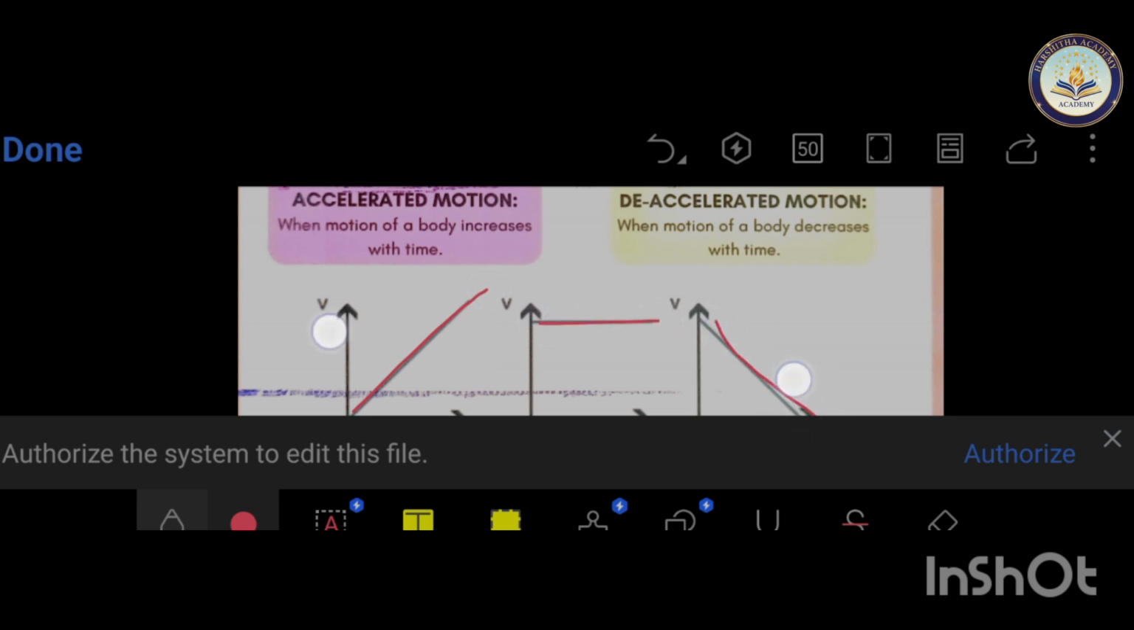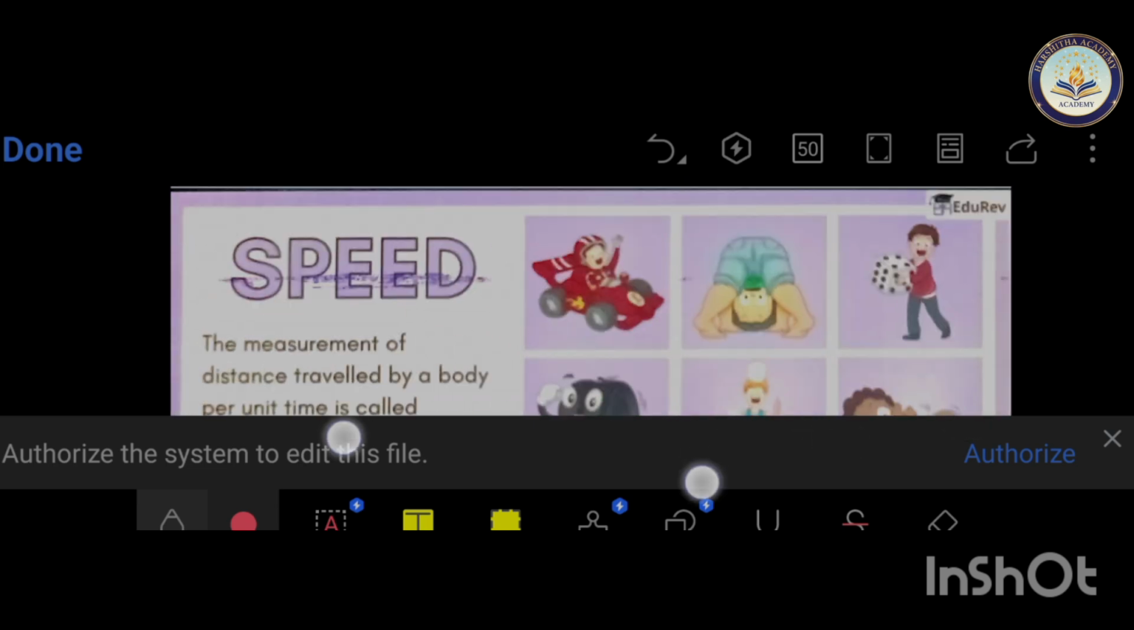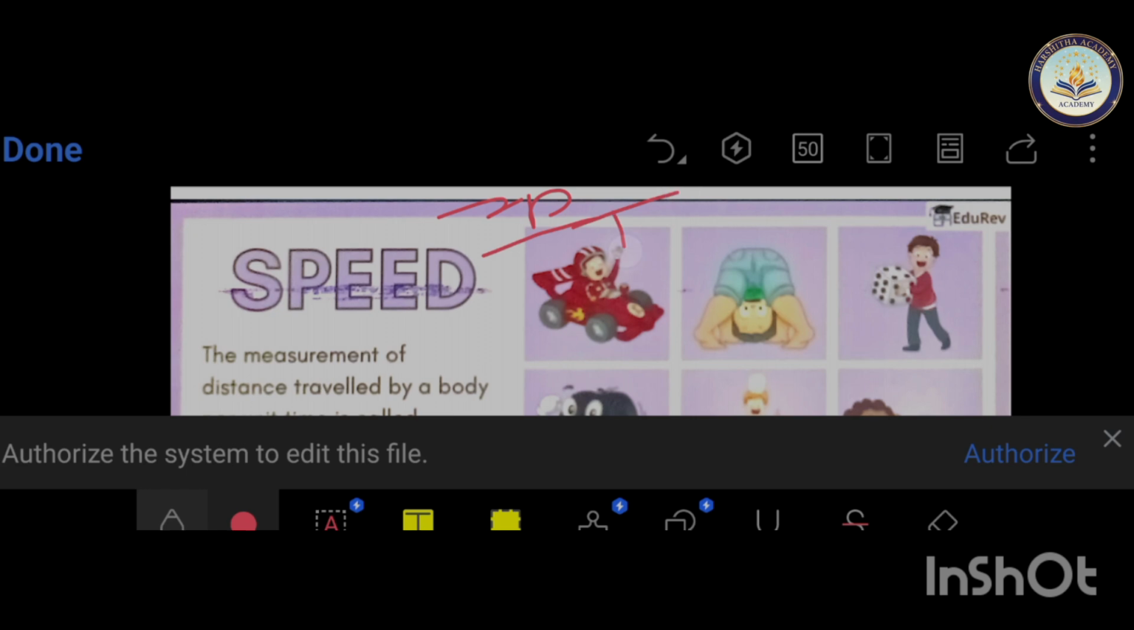It is in deceleration. So let's learn about what is speed. Speed means distance by time. It means according to time, if it covers some distance, it's called speed. Speed is measured in meter per second.